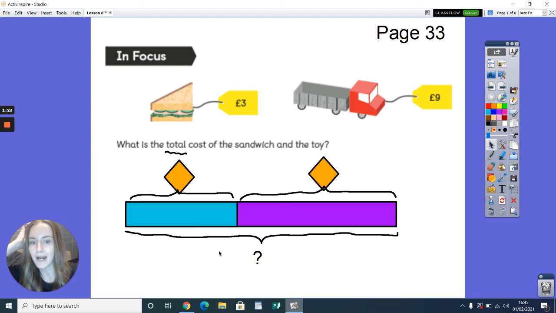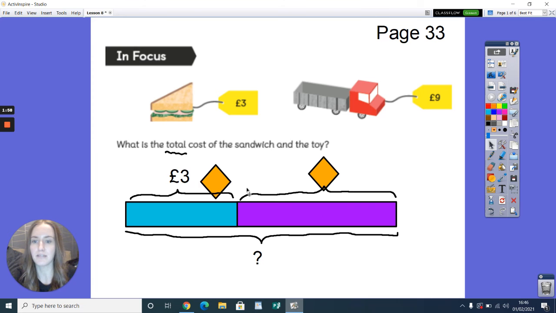This is called a bar model, and sometimes this helps us to figure out what calculation we need to do. So we have a blue bar here and a purple bar here. One of the bars represents £3, which is how much the sandwich is. And one of the bars represents £9, which is how much the toy is. Which bar do you think represents £3? Do you think blue or do you think purple?